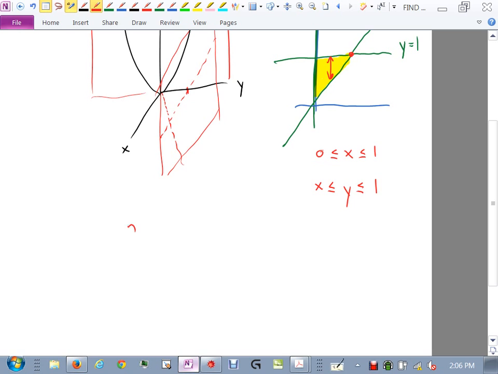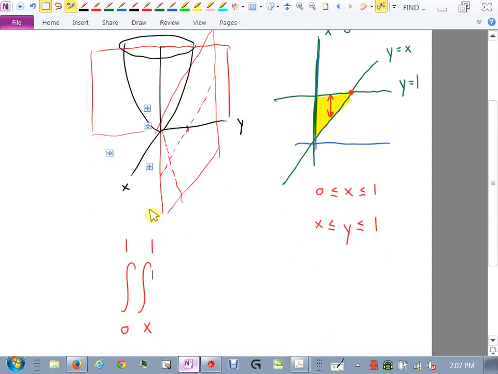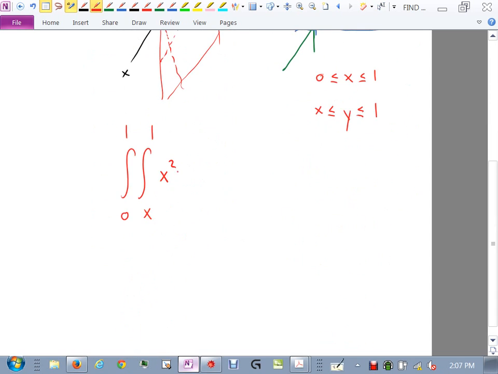So I can set up my double integral, 0 to 1, x to 1. And then now what is the thing on top? We said was the paraboloid, which had that formula x squared plus 3y squared. And then what was on the bottom? What was forming the solid on the bottom? The xy plane, which is z is 0, right? So I don't really need to account for it in here. And then this is dy dx. And then you're off to the races with that.